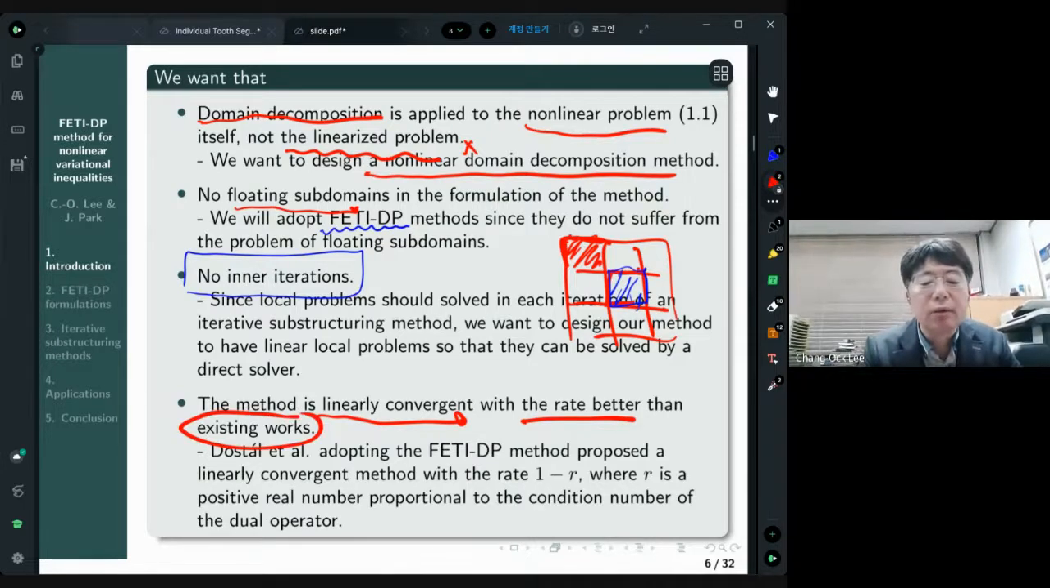The next thing we want is that the method is linearly convergent with a rate better than the existing works. The best of the existing works is developed by Dostal, and it adopts the FETI-DP method, and the convergence rate is 1 minus R, where R is some positive real number less than 1, and it's proportional to the condition number of the dual operator. In this case, if R is close to 0, then the rate is almost 1. In our case, we developed a rate of 1 minus square root of R. So the convergence rate is better than that.